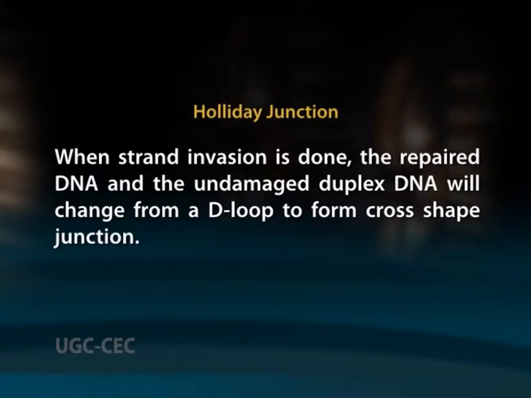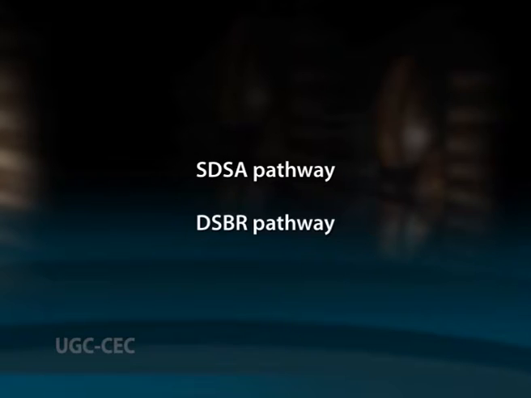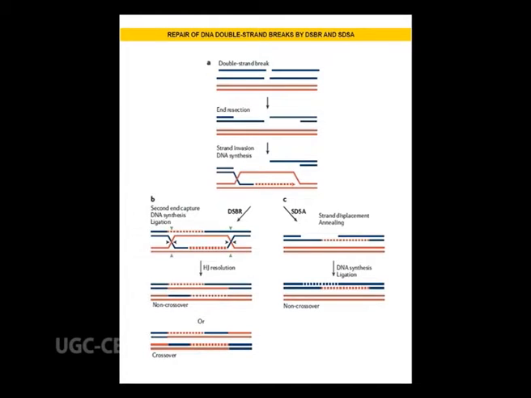Rad51 will catalyze the strand exchange in a D-loop shape and the DNA synthesis will happen on the invading strand. When this is done, the repaired DNA and the undamaged duplex DNA will change from a D-loop to form a cross-shaped junction, also known as a Holliday junction. There are two main models which suggest the pathways by which the Holliday junction DNA will break into two separate strands: the SDSA pathway and the DSBR pathway. The figure on the screen shows the SDSA pathway with no crossovers.